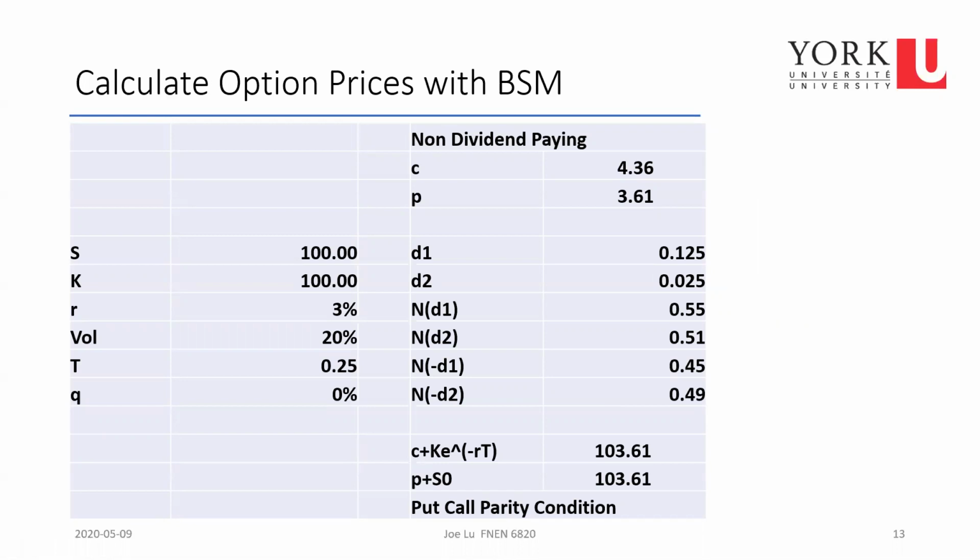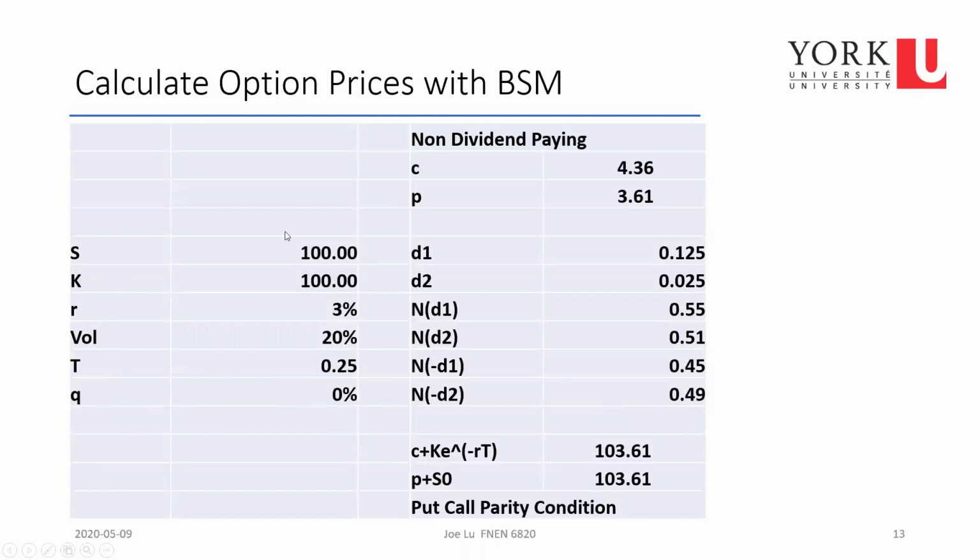We can easily put it in the Excel spreadsheet to allow us to calculate the price of a call or the price of a put for a stock that does not pay any dividend under the Black-Scholes-Merton framework. So you need 5 parameters. Actually, sorry, without the dividend, you need 5. Q is for dividend. Here I put it for 0%, so no dividend.